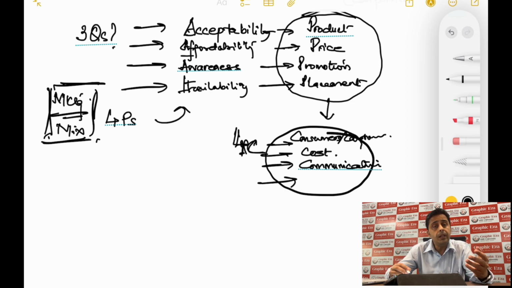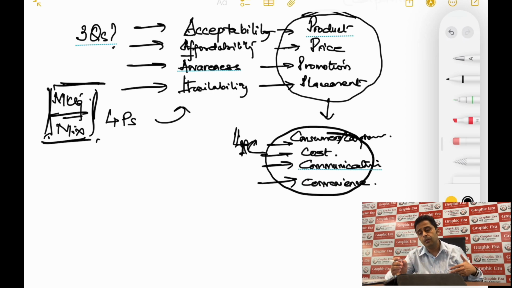And then comes placement. Placement is replaced with a term called convenience. So today we are not talking about online or offline alone, or where the product is made available, but it's more important to understand what is more convenient to the customer.